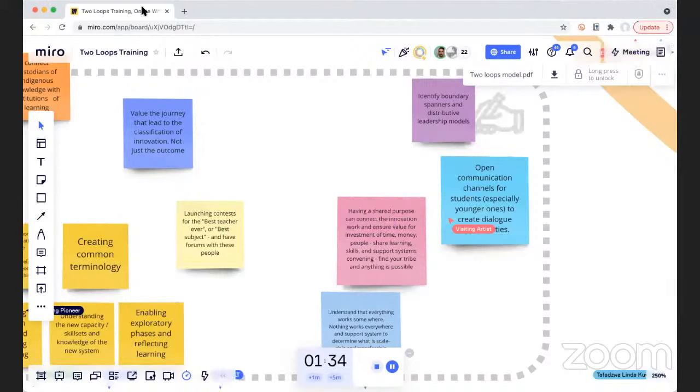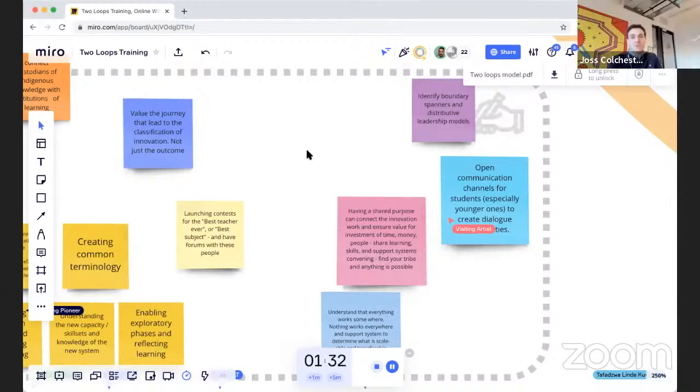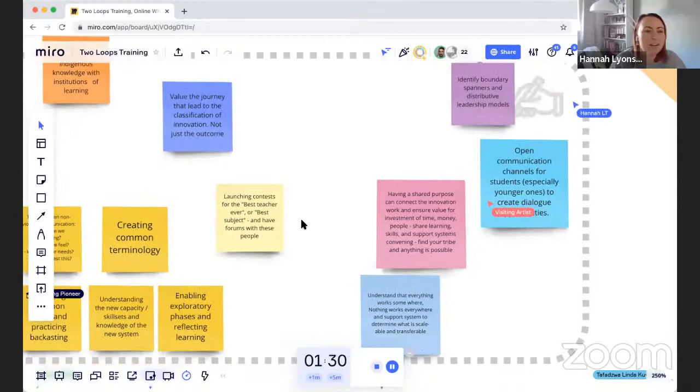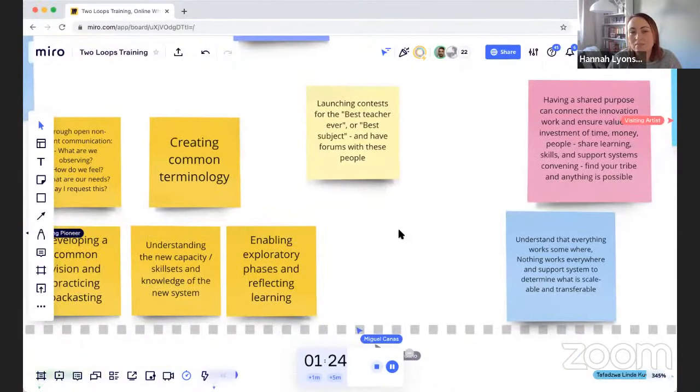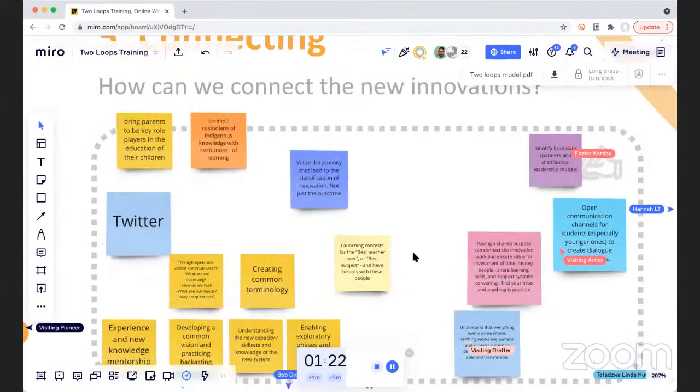Something here, I wasn't sure what it meant, about identifying boundary spanners and distributive leadership models. It'd be great to hear about that one.